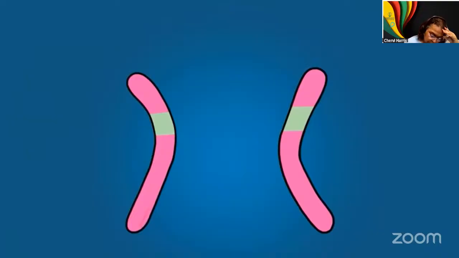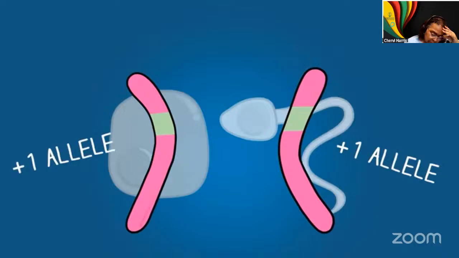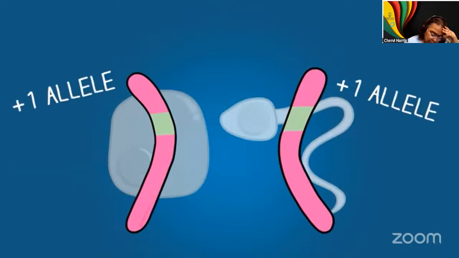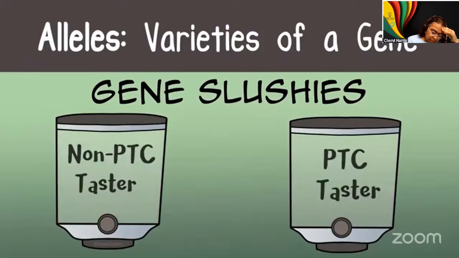Now, remember how this chromosome is from mom. This one is from dad. Each parent contributes an allele, which is a variant of a gene. An allele is a variety of a gene, a form of a gene. The alleles could be the same form of the gene or different forms of the gene, but regardless, in this case, they're forms of the gene involved with PTC taste sensitivity.